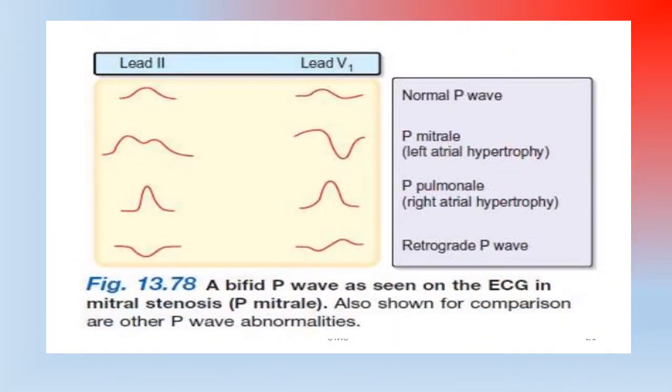And you can see the change in the ECG. The first one is a normal P wave, and in the second lead you can see the P mitrale, which denotes left atrial hypertrophy. You can see that the P wave in lead 2 looks like an M pattern. The M pattern determines that the person is having atrial hypertrophy. And in the third one you can see P pulmonale, that is right atrial hypertrophy. And finally, that is a retrograde P wave.